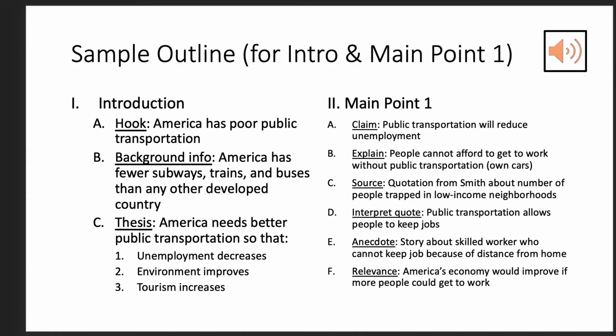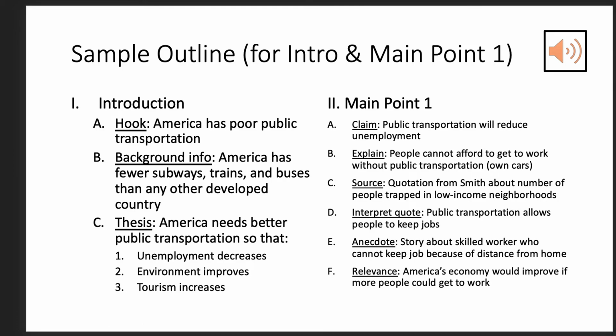Here's a sample outline just for the introduction and main point 1. You can duplicate the organization for main point 1 for other main points. And in the notes here later on, you can see how to make your own outline for the conclusion as well. But basically, Roman numeral 1, introduction, capital A, your hook, capital B, what kind of background information do you need to provide, capital C, what is your thesis, and then what are your 3 main points under C.